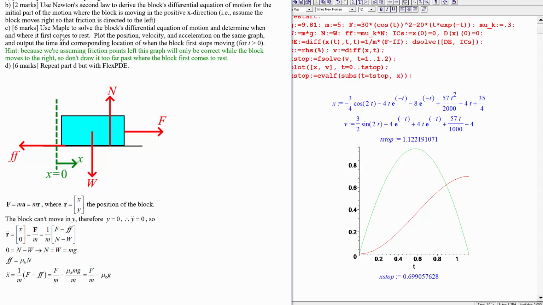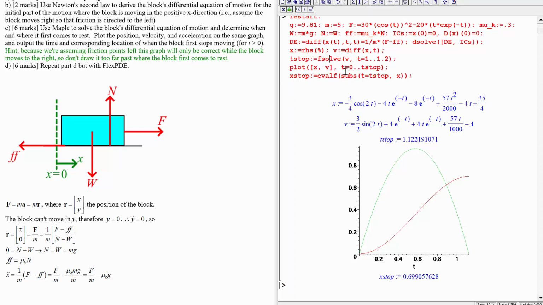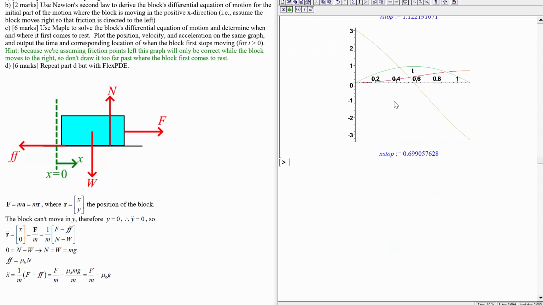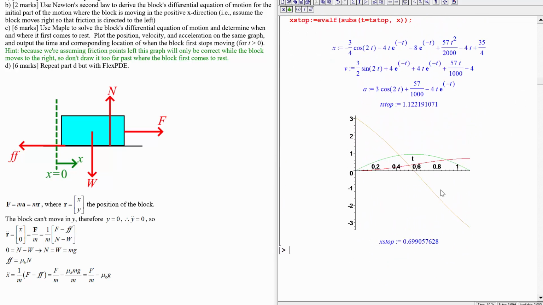The last part is to plot also the acceleration. We've outputted the time and location when it comes to rest, so we just need to add acceleration to this graph. And we can do that by defining a new variable: A is equal to the derivative of velocity with respect to time. Okay, so here is the position, velocity, and then the acceleration all on this same graph. The acceleration is larger in magnitude than the other graphs.